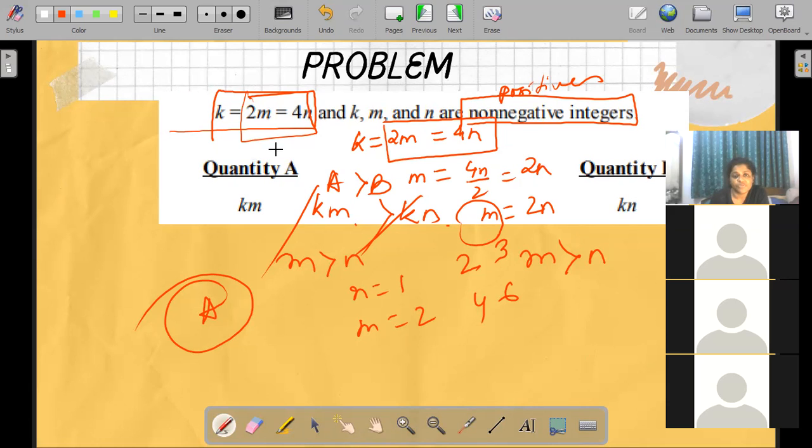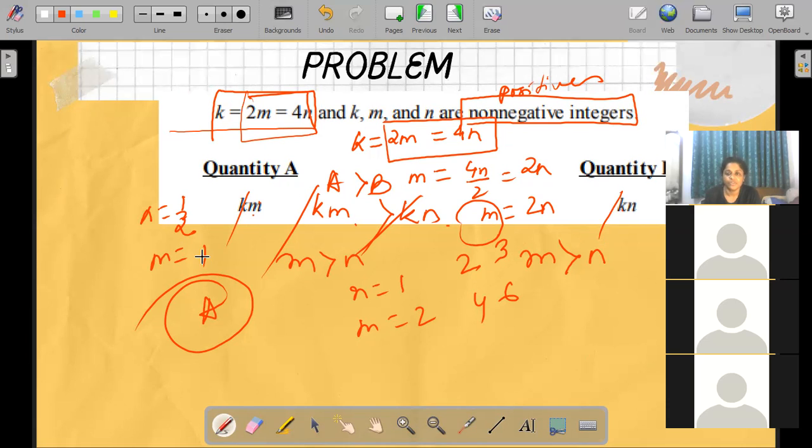If it was a fraction, there was a chance. Suppose N is equal to half. So M would have been what? Half into this one. So still there can be a chance if it's a fraction or something. But when it's an integer, I don't have to even worry. M is equal to twice N, that means M is greater than N. Right? So if M is greater than N, this whole equation zooms onto only M and N because K is common, cancel out K. So M is greater than N. That means my option A is the right answer.